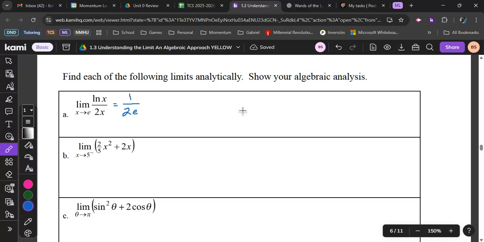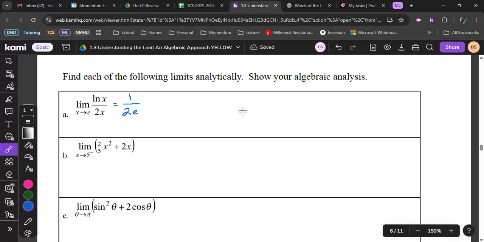So the 2e makes sense. Ln of e, the natural logarithm of e. Natural logarithm is literally logarithm base e. So we're asking, like, e to the power of what equals e? 1. So the ln of e is 1. You should memorize that one. You're going to use it a lot. Okay?